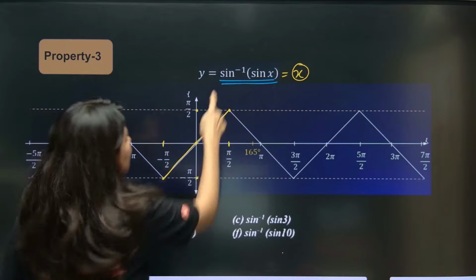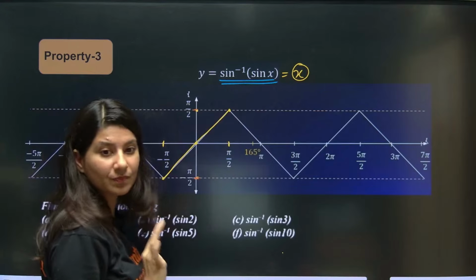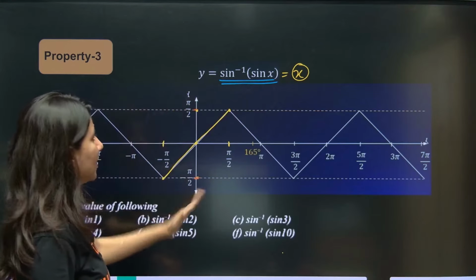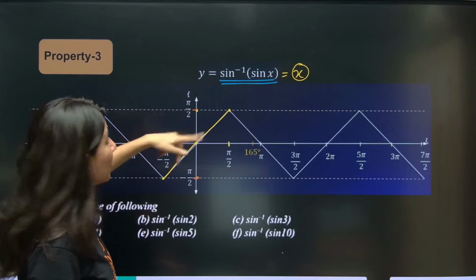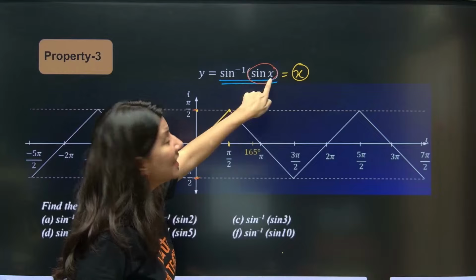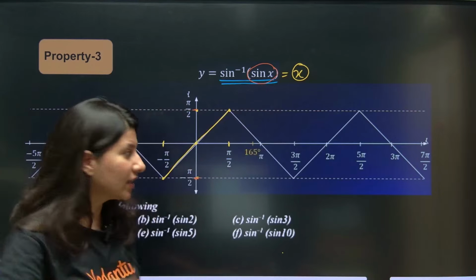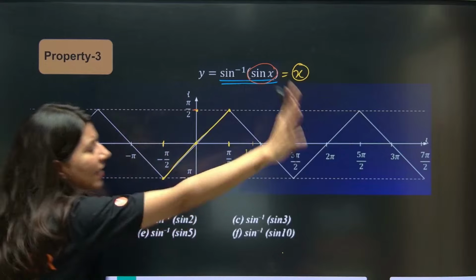But obviously, sine inverse output is restricted between minus pi by 2 to pi by 2. That is why y-axis is just minus pi by 2 to pi by 2. But on the x-axis, sine inverse sine x, because there is sine x involved, and inside sine, every angle you can put: 30 degree, 300 degree, 400 degree. So on the x-axis, all the angles we have made.